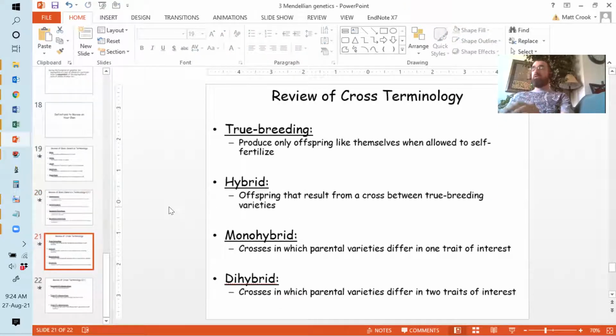All right, now we've got some terminology that's specific to Mendelian genetics, right? When we talk about Mendelian genetics, we're talking about a very specific type of transmission genetics. It's a very formalized way of looking at inheritance. And it also inherently has a bunch of assumptions with it, which we'll get to in a little bit.